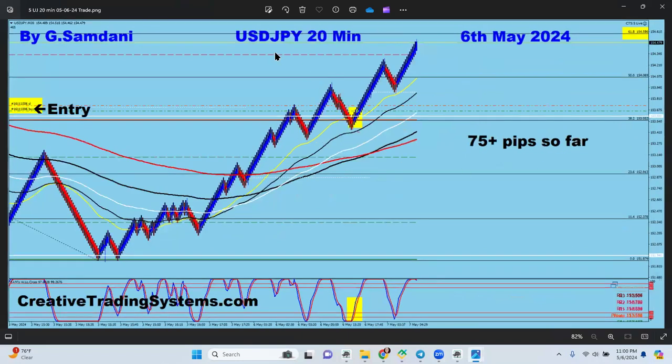I mean, USD yen from the 20-minute chart. You can see here that this was the 7-minute entry. This was the 7-minute entry, but I missed it. I should have taken this one, right? But then again, it went up.